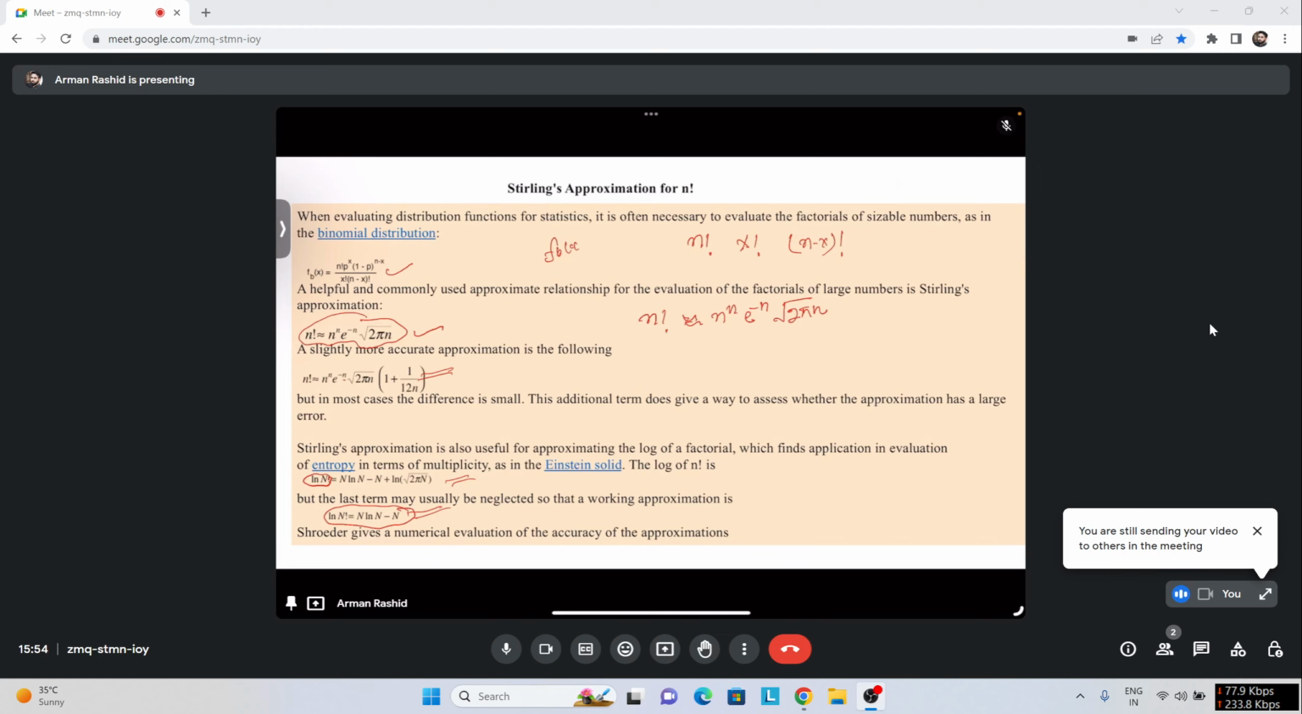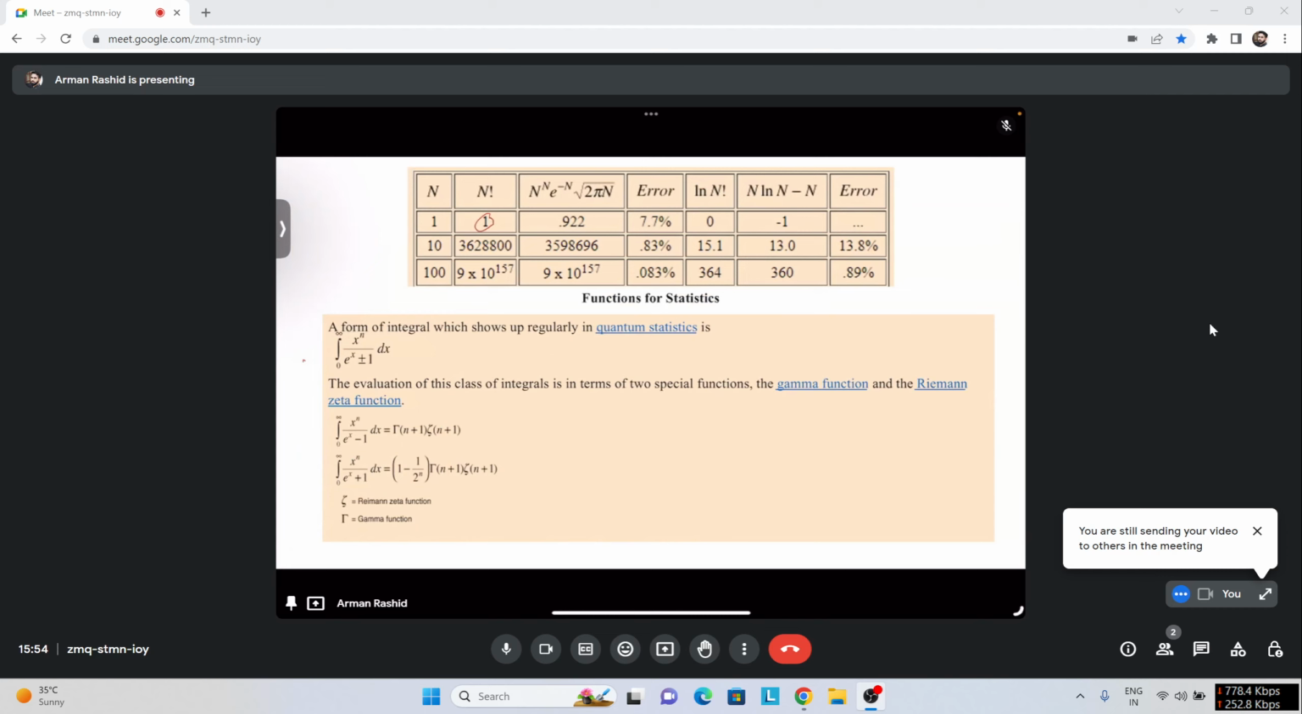Okay, now Schrodinger calculated different values of n factorial, to see how accurate this approximation is. Now if you see, n is 1, so if we calculate n factorial, it is given by 1, but if we use Stirling's approximation, we will get 0.922. Okay, so how much will our error be? The error will be 7.7%. Now if we use the natural log, ln of 1 will be 0, but ln of this will be minus 1, so the error we cannot calculate.